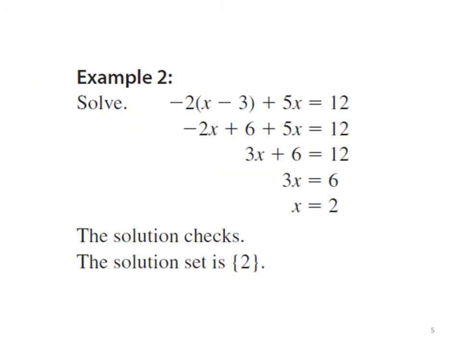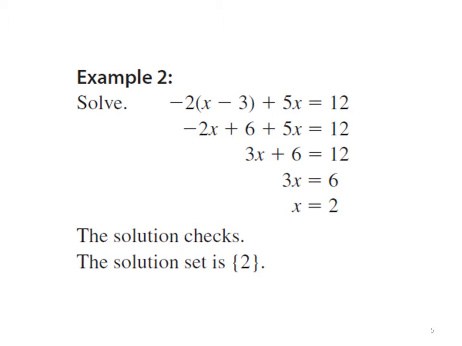Here is an example of solving linear equations. We want to solve minus 2, then brackets x minus 3, plus 5x equals 12. The first step is we want to simplify the left hand side. Multiply minus 2 by the bracket, you get minus 2x, then we have minus 2 times minus 3 is just plus 6, plus 5x is equal to 12.